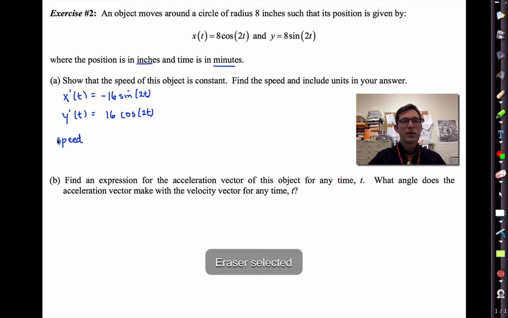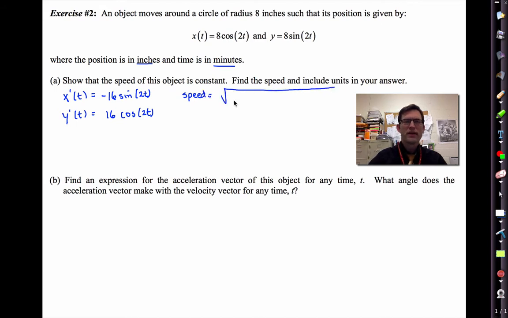Actually, let me write it up here. That'll give us a little bit more room. The speed is going to be the square root of the x-coordinate, negative 16 times sine 2t, squared, plus 16 times the cosine of 2t, squared. Let's keep going with that. Well, 16 squared is 256 times sine squared 2t plus 256 times cosine squared 2t.